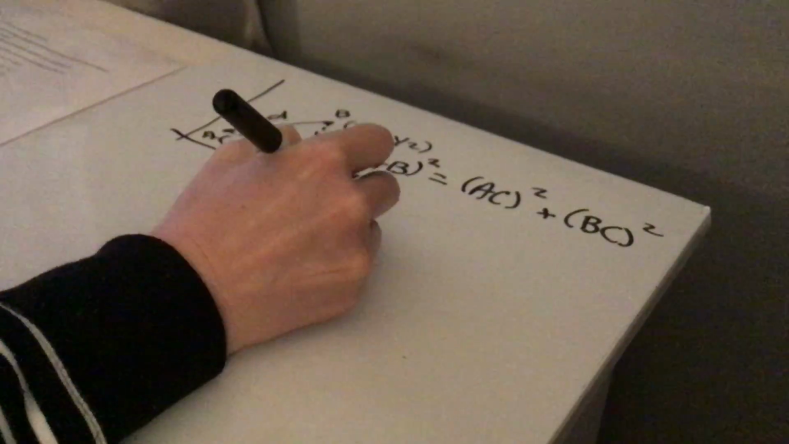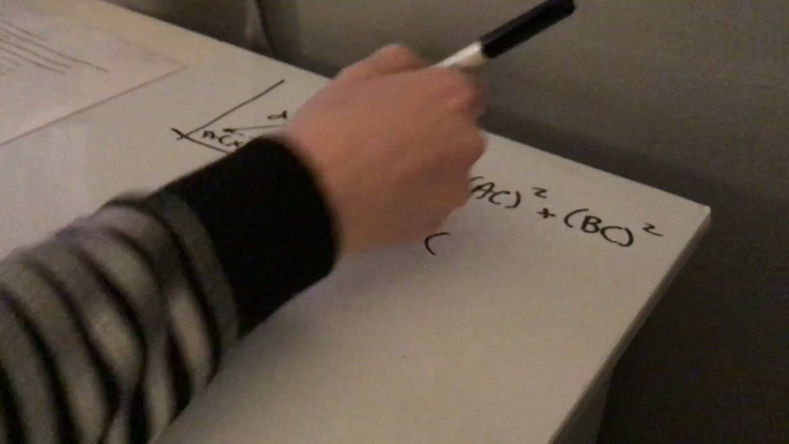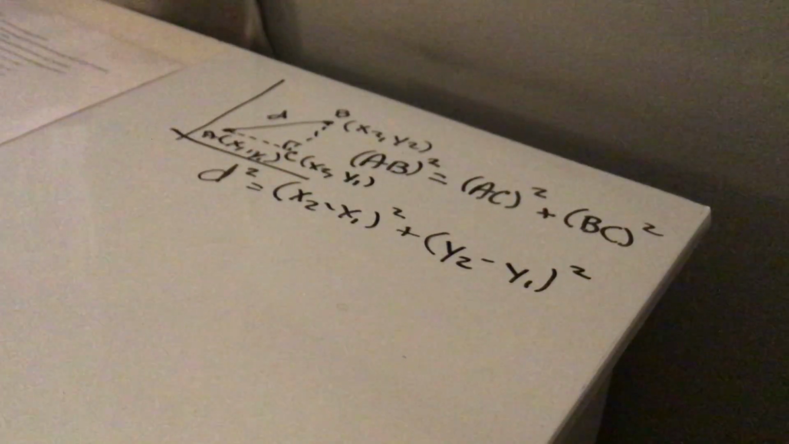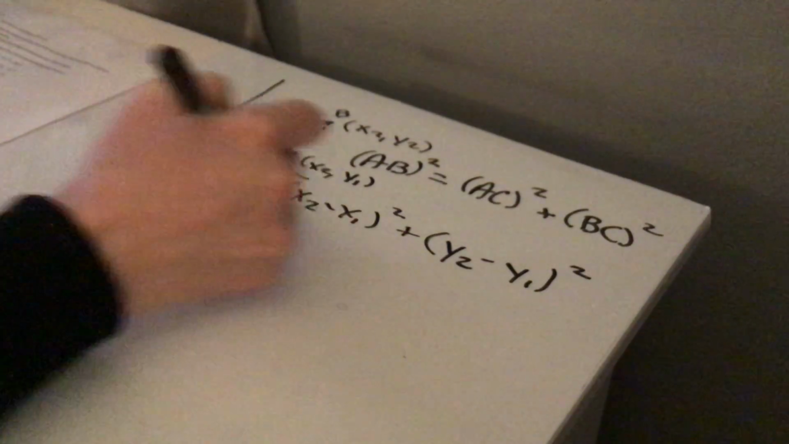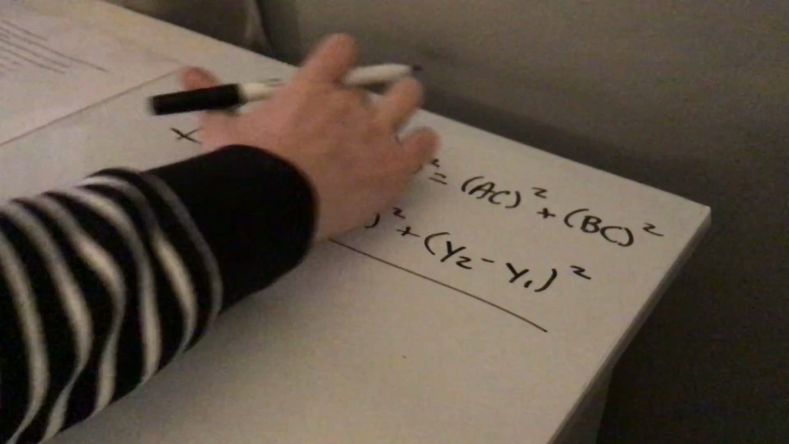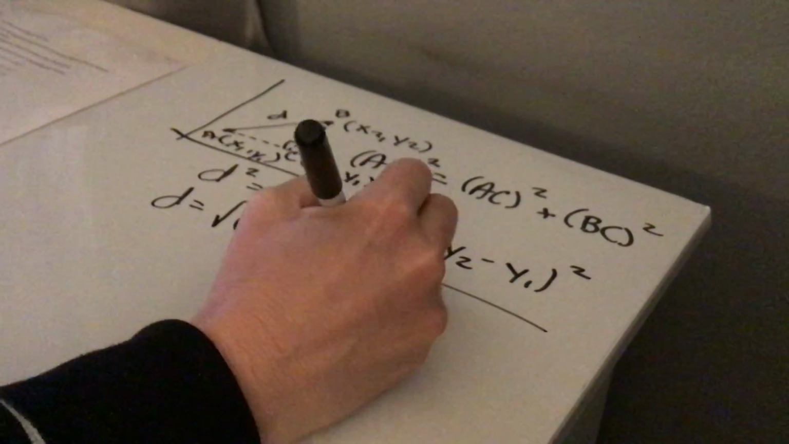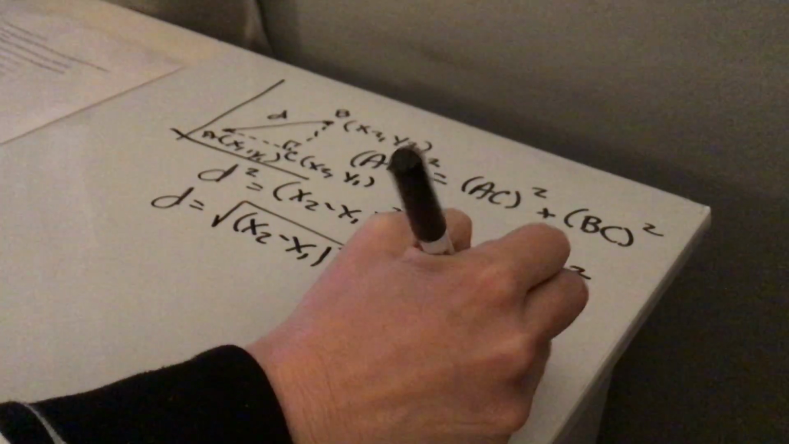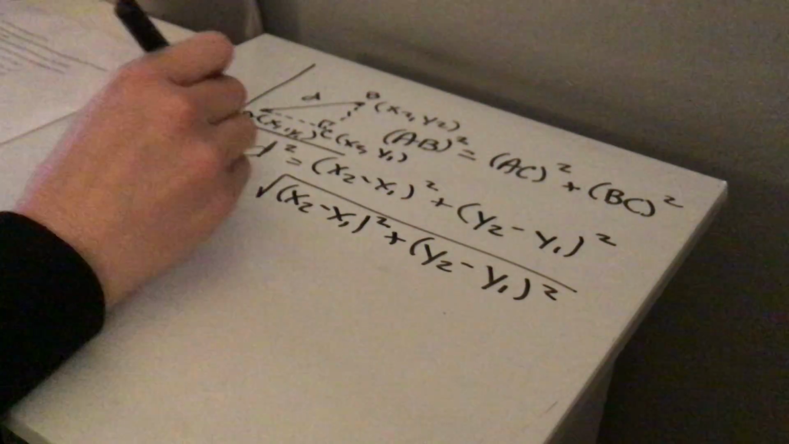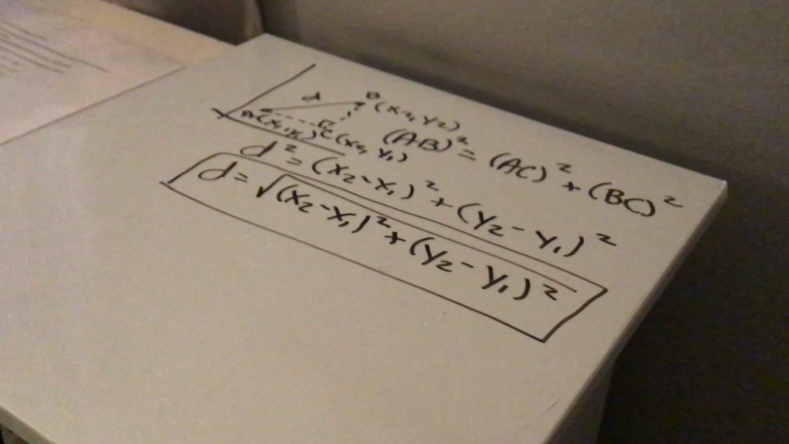So we get x2 minus x1 squared plus the length of BC. It's vertical, so it's just going to be the difference in their y coordinates because they're on top of each other. Then to get D by itself, you take the square root. So the distance between 2 points is the difference in their x values squared plus the difference in their y values squared, and then take the square root. This is called the distance formula. It works for any 2 points in the coordinate plane.